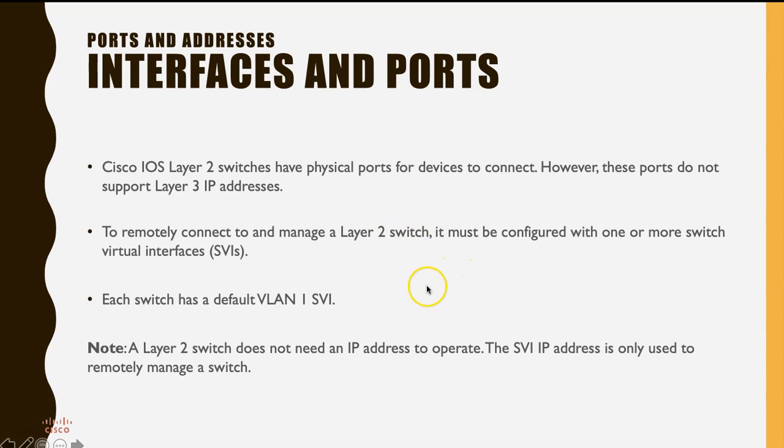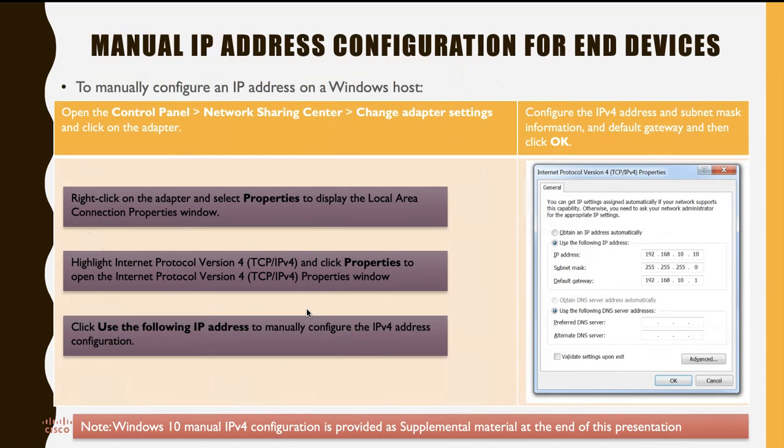Now, if you have a layer 3 switch, you will have no problem, because layer 3 switches are very similar to routers, so they can get IP addresses. But a layer 2 switch, which works at the data link layer of the OSI model, needs an SVI configured, which is a virtual interface, before you assign it an IP address. As you can see here, each switch has a default VLAN assigned to an SVI, and we're going to do a demo later.